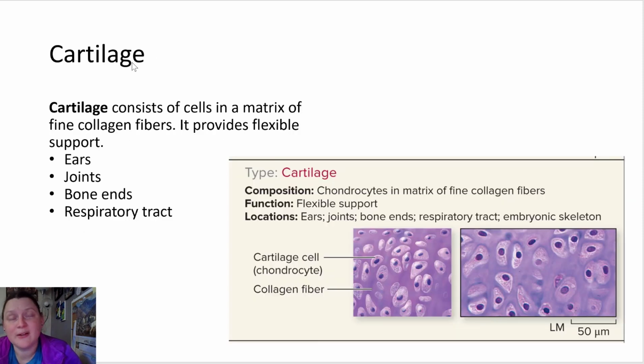The next type of connective tissue we'll talk about is cartilage. Cartilage consists of cells in a matrix of collagen, and it provides flexible support. Cartilage is found in places like the tip of your nose, your ears. You have cartilage in your joints and at the bone ends, and as rings in your respiratory tract.